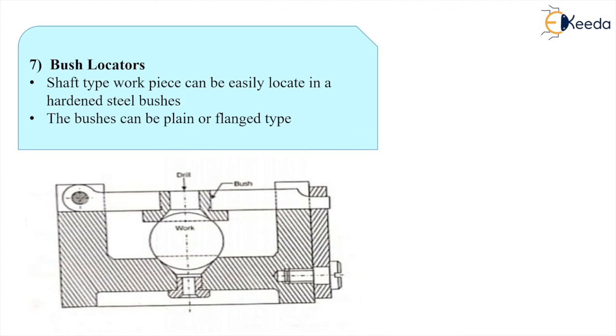Then we have the bush locators. Shaft type workpieces can be easily located in hardened steel bushes. See here, the bush is here. This bush may be a plain or flange type bush. So this is our work, and it is located by using these bushes. It may be a plain bush or a flange type bush.